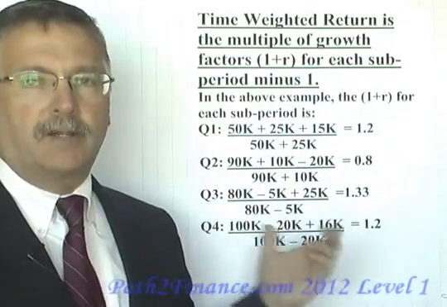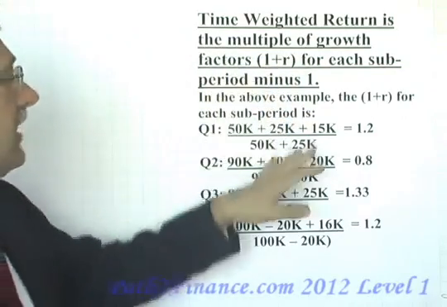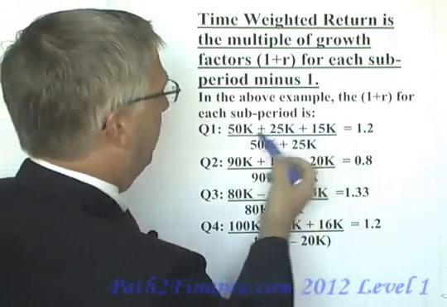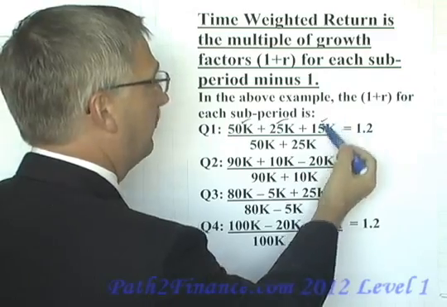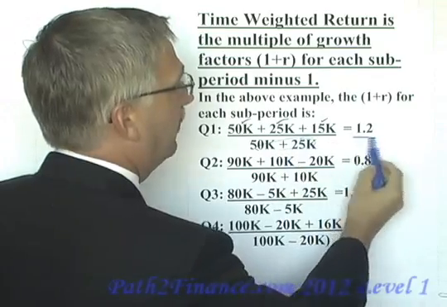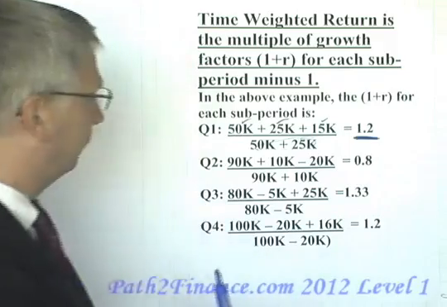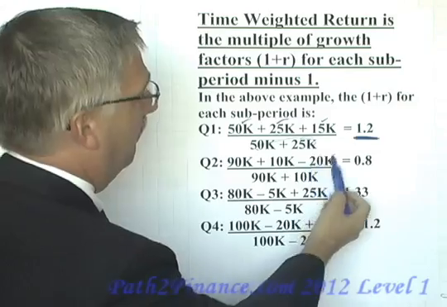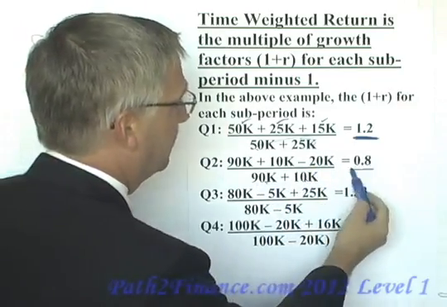Now, we're going to talk about the time-weighted return on this slide, and these are the multiple growth factors for each sub-period, each quarter in our previous example. For example here, he contributed his $50,000 and $25,000, the investment returned $15,000, and you divide that by his original investment to give you a growth factor for that sub-period of 1.2. In quarter two, we had the beginning balance plus the 10 he put in minus the 20 the investment lost, again divided by the original balance to give us 0.8.